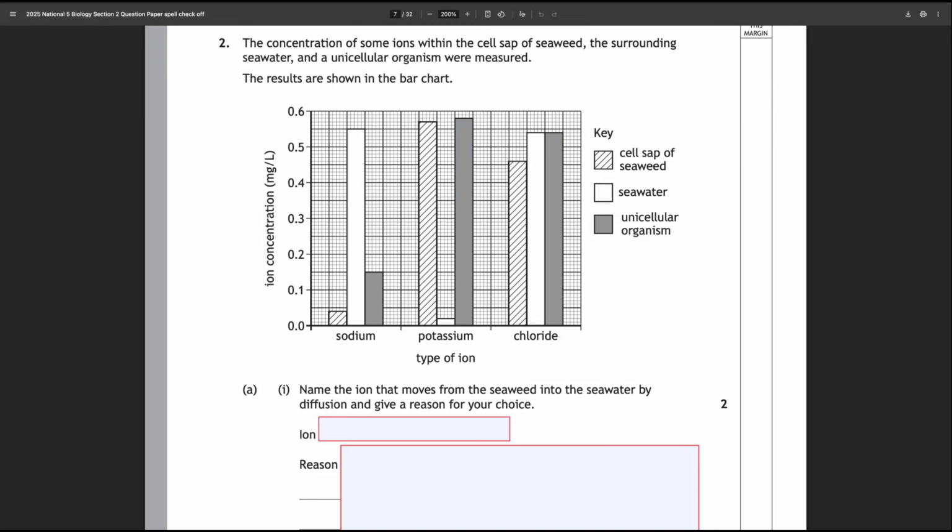Okay, fine. So part A, part 1, says name the ion that moves from the seaweed into the seawater by diffusion and give a reason for your choice. Straight away, we're thinking diffusion. We're moving from a higher concentration to a lower concentration. So let's establish what direction that is based on the question. So it moves from the seaweed into the seawater. So the seaweed is the diagonally striped bar, and the seawater is the white bar. So can you see any of the 3 ions where the diagonally striped bar is higher than the white bar? And immediately you can see that's going to be potassium as the ion.